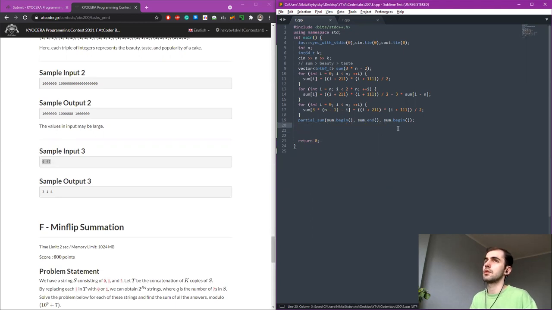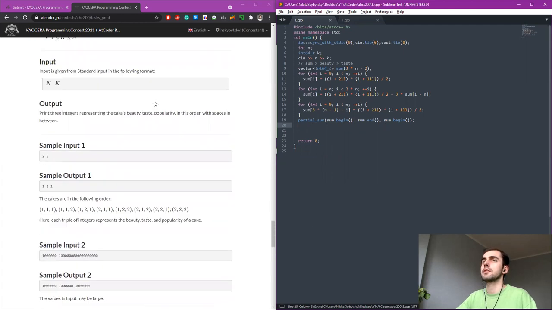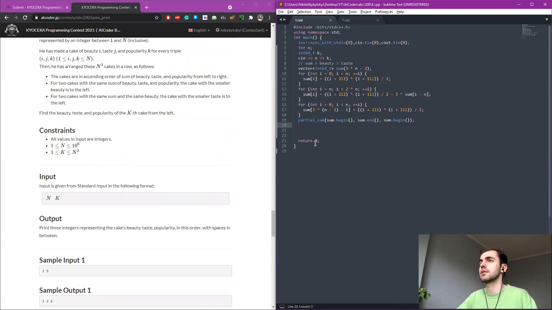Actually, what am I doing? Is K 0-indexed or 1-indexed? 1-indexed, okay. I'm super lazy, so I will just make use of library functions, although you don't have to. So now we will find what is lower or upper, lower. Lower, I'm happy with lower.